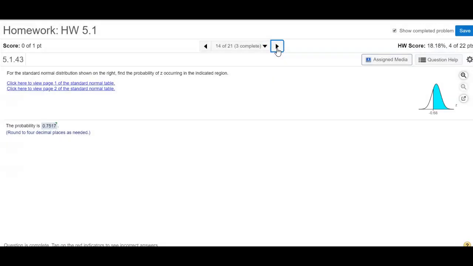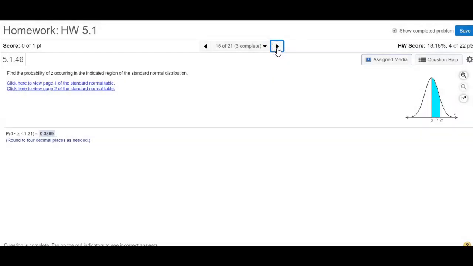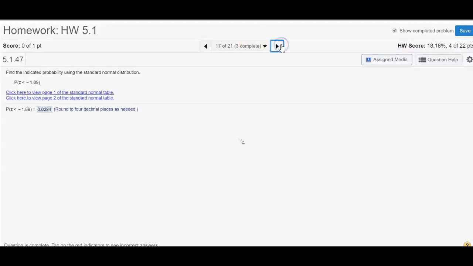Let's see. This is again area in between. Y'all can go ahead and do that. Area to the left, area to the right. That is area in between, area in between. I want to do this problem.